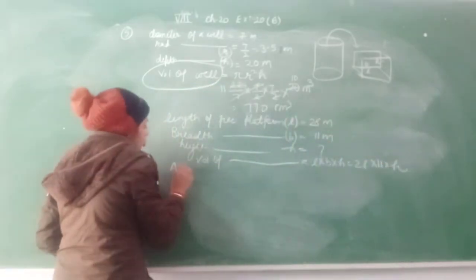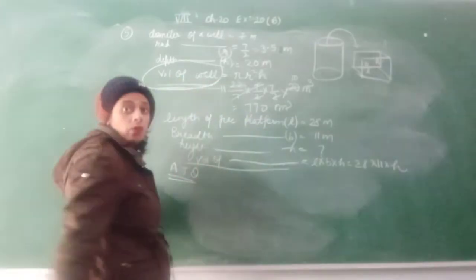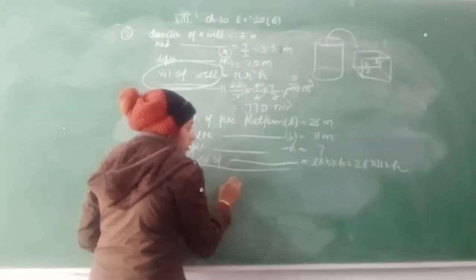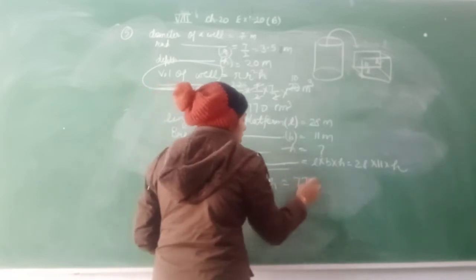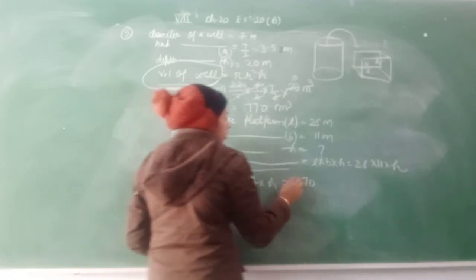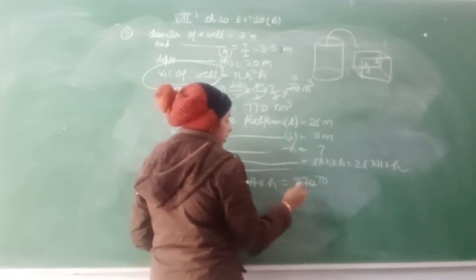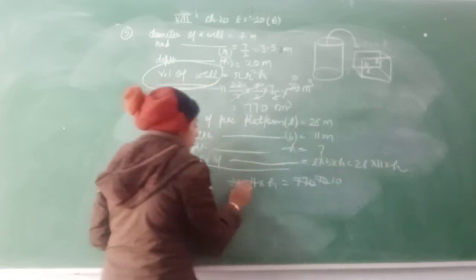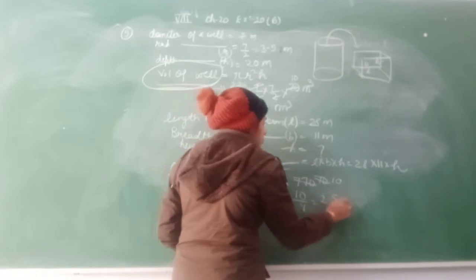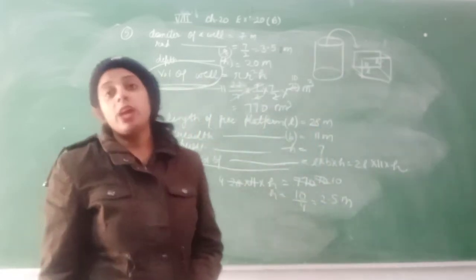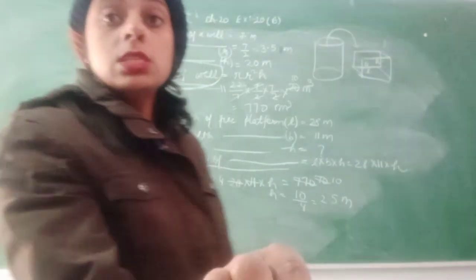So according to the question, this rectangular platform is created by the volume of earth dug out from this well. So they will be equal. So 28 into 11 into H is equal to 770. So 11 will be cancelled by the 7. Then you will have here 7 for the H will be 10 by 4. It means 2.5 meter. Everything is in meter, so your height will also be in meter. Come to the question number 6.